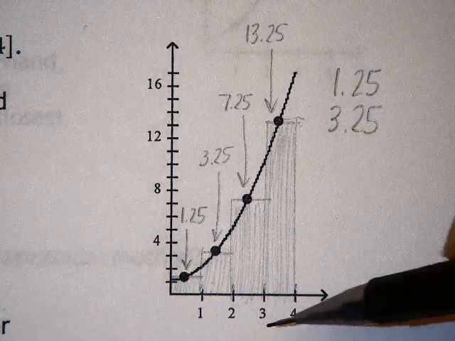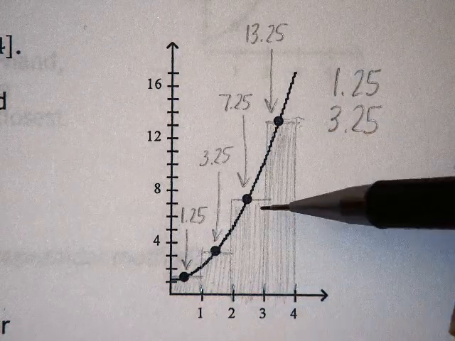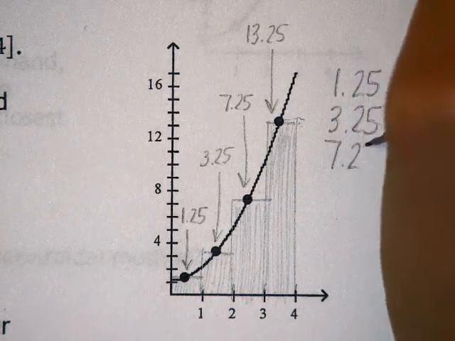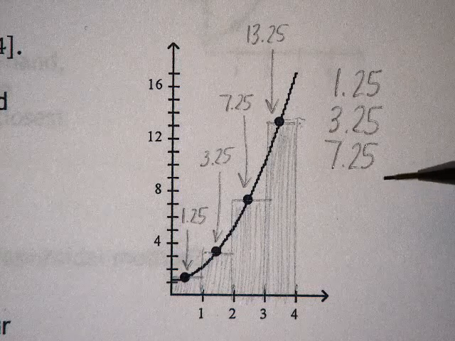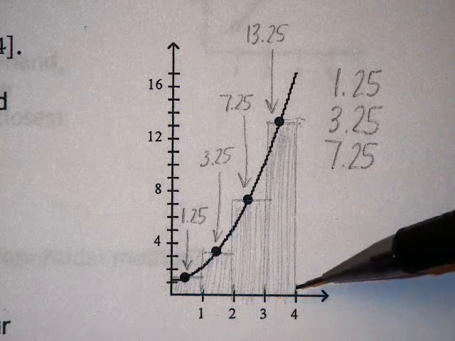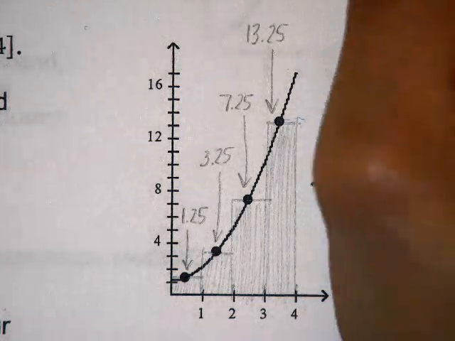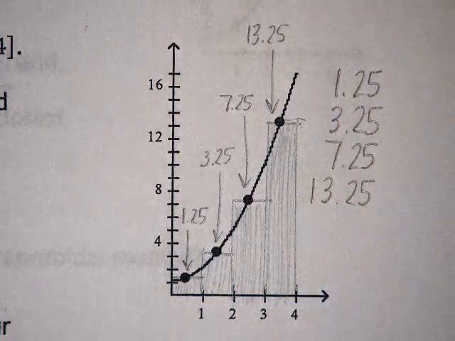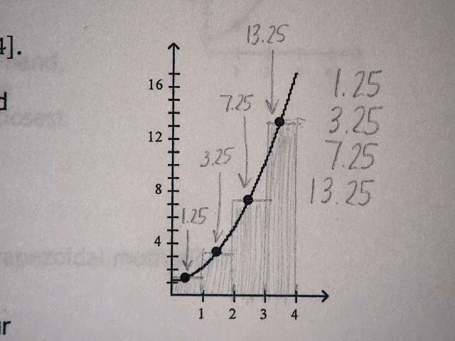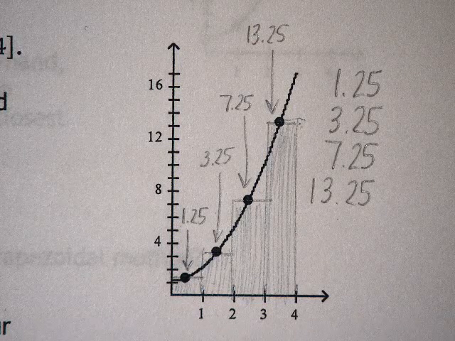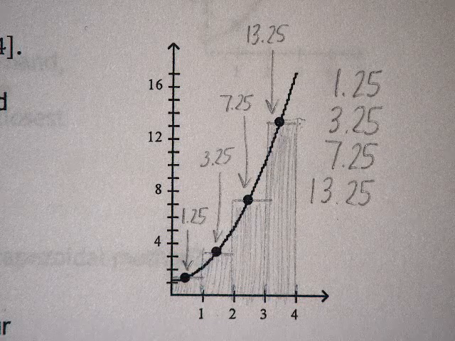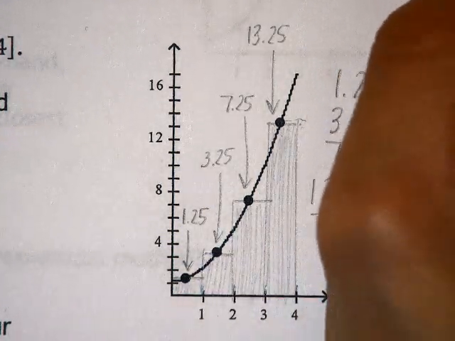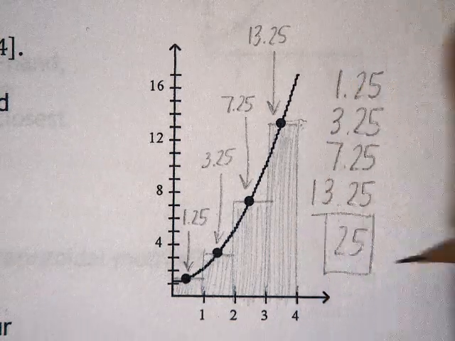In the third rectangle, base of 1, height of 7.25, so its area is 7.25. And not surprisingly, the last rectangle has a base of 1, a height of 13.25, for a total area of 13.25. Now, if we quickly find the total of all 4 of those pieces, and I'll just do this for you for the sake of expediency, it looks like we get a total area of 25.